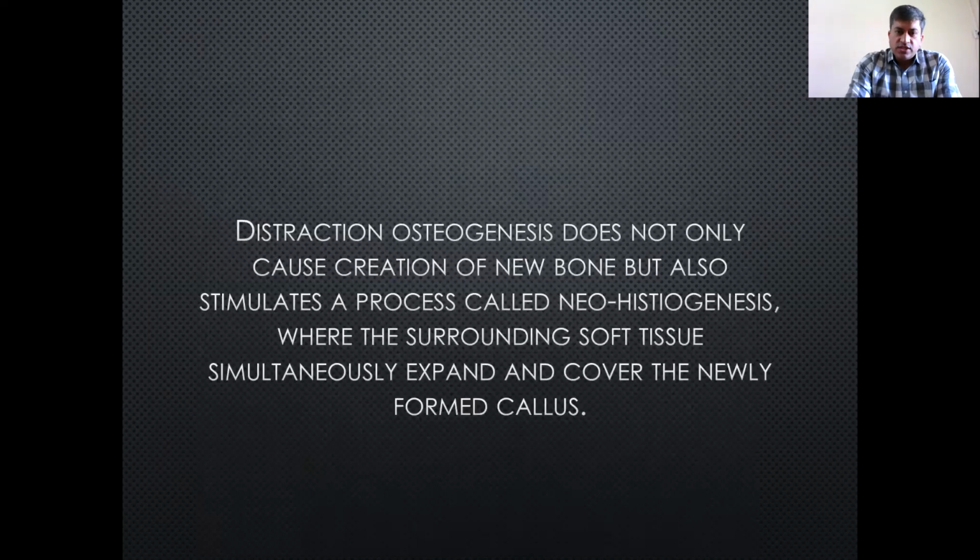Distraction osteogenesis does not only create new bone, but it also stimulates a phenomenon that is known as distraction histiogenesis or neohistiogenesis, where the surrounding soft tissue simultaneously expands and stretches and covers the newly formed bone. So distraction osteogenesis also brings about distraction histiogenesis, that is new soft tissue formation.